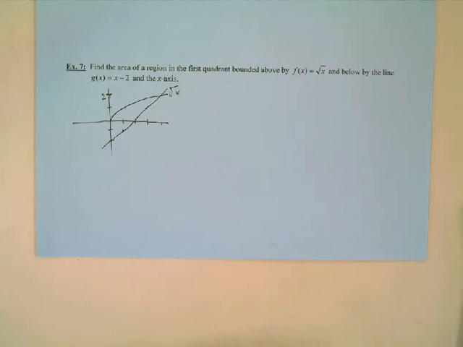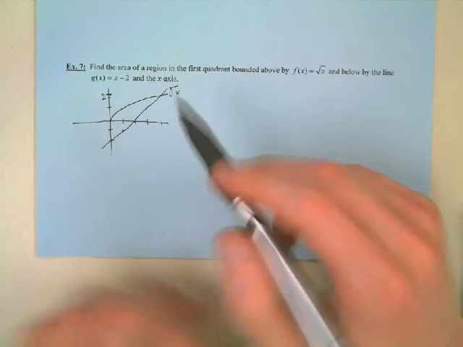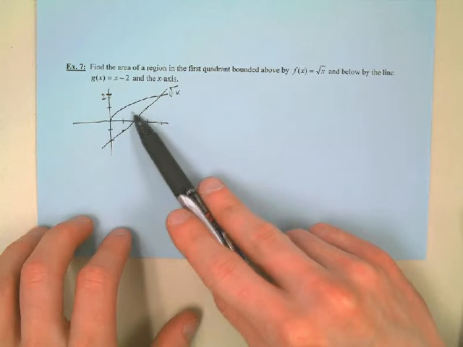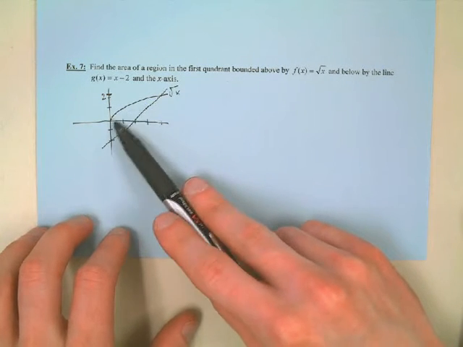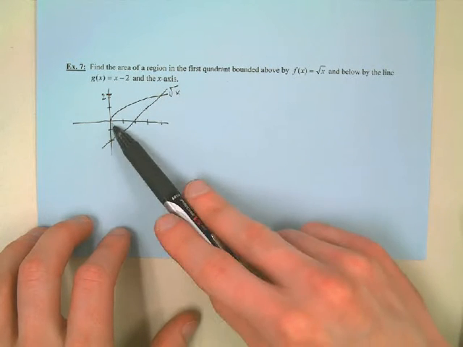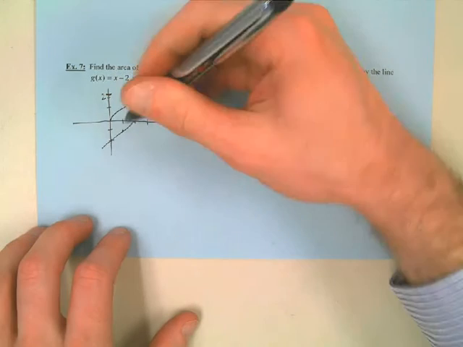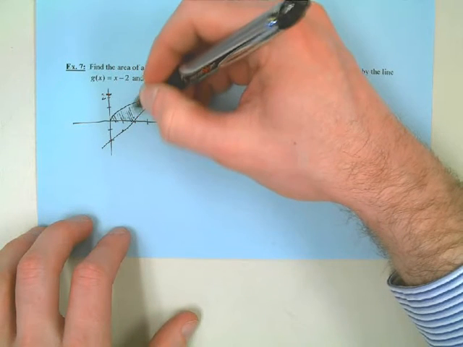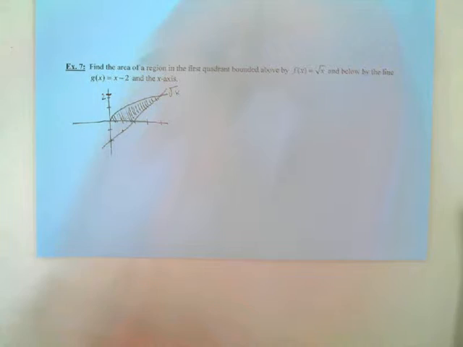If you want to go ahead and start setting up, feel free to, but if you're not sure, just hang on. So think about what that region is going to be. So the region right here has square root of x, here's the line x minus 2, and the x-axis is a boundary as well. So the region is this, just that alone.